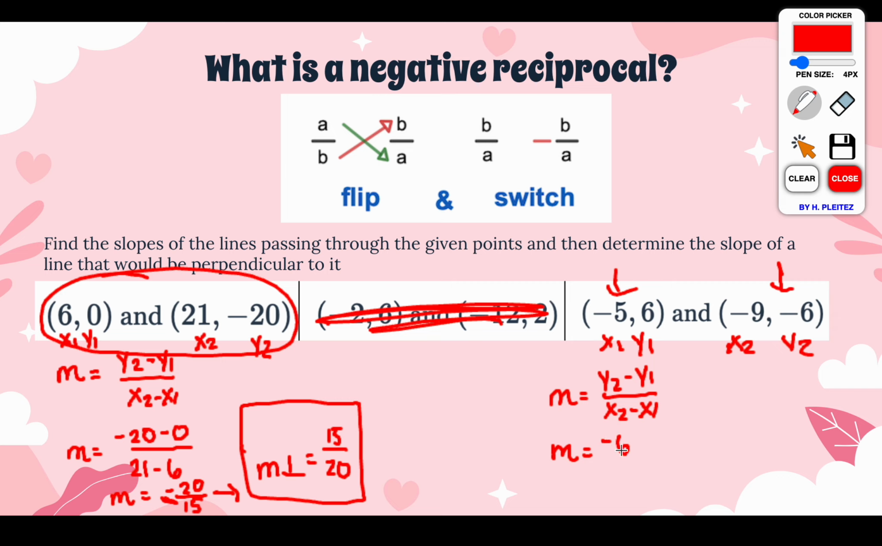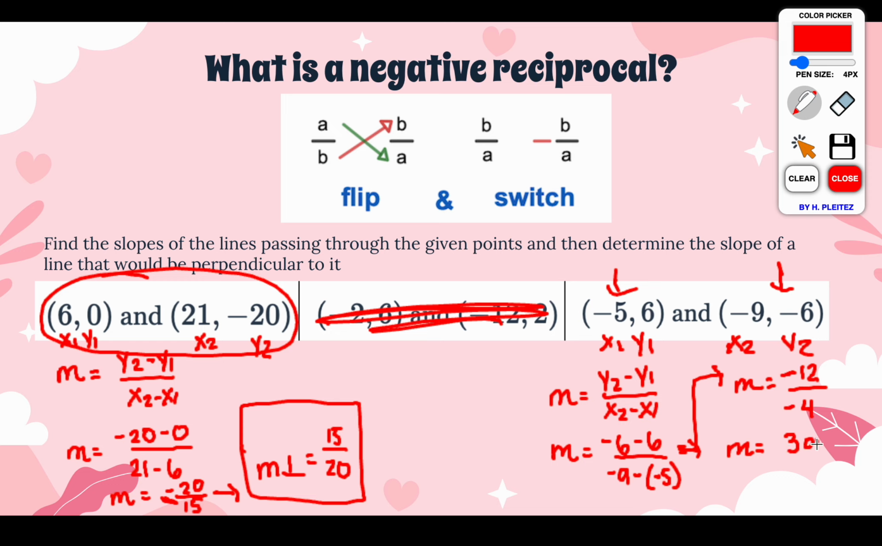So we have negative 6 minus 6 over negative 9 minus our x1, which is negative 5. So go very slow here because things can get very messy if you forget to incorporate your sign. So we have negative 12 as our numerator, and our denominator changes to negative 9 plus 5, which is negative 4. Then when we simplify this, we get 3. Because when you have a negative over a negative, that becomes positive.